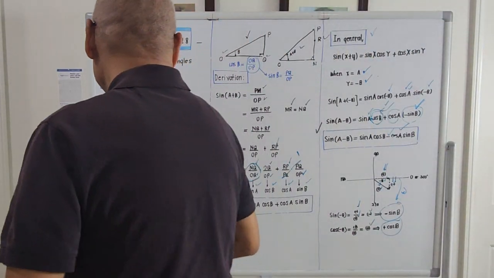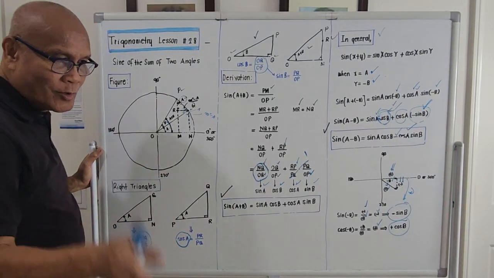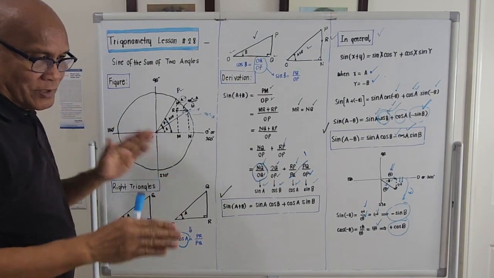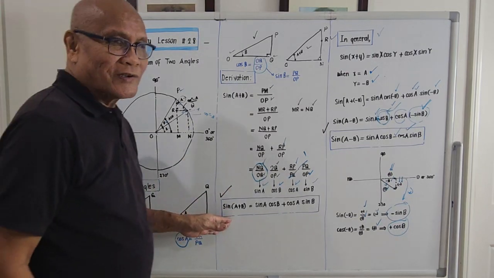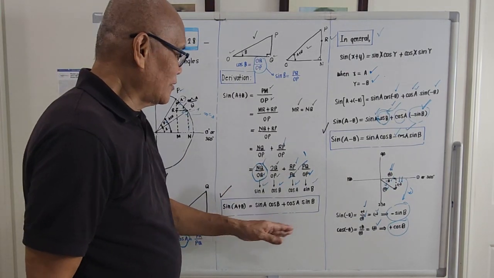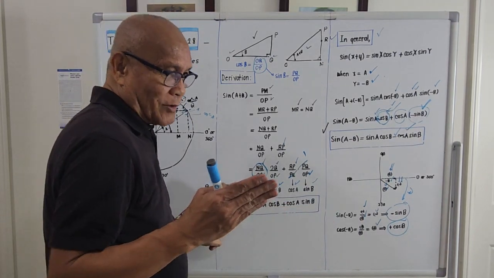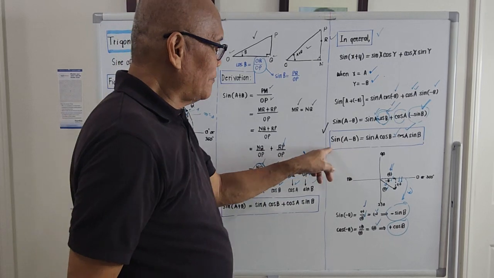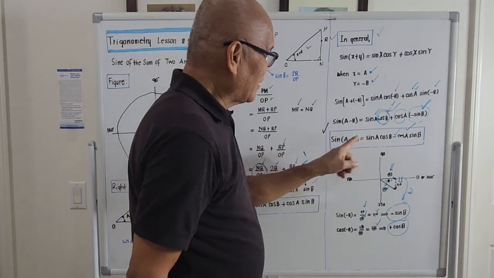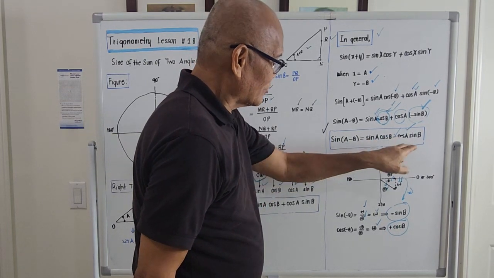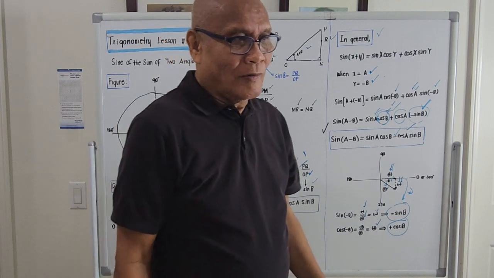So we have derived the two most important formulas under the study of trigonometry: the sine of the sum and difference of two angles. Sine of angle A plus angle B is sine A cosine B plus cosine A sine B. If this is plus, this should be plus. For the difference, sine of the quantity A minus B will be the same: sine A cosine B, but if this is minus, this should be minus: cosine A sine B. Okay, that's it, guys.